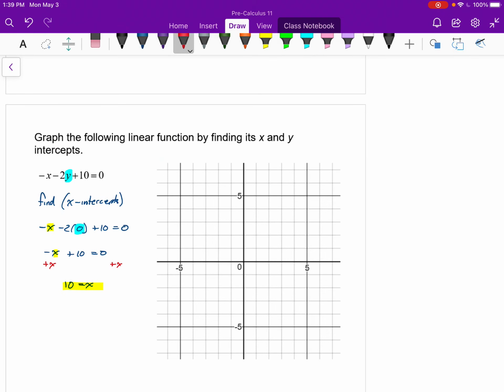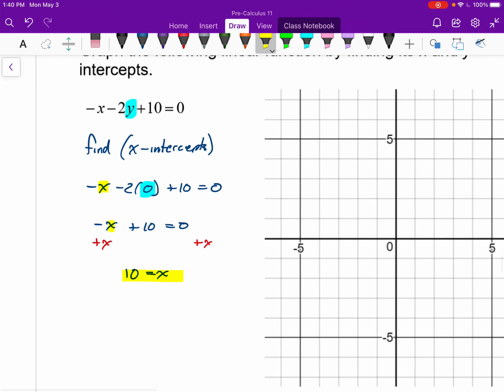I know this line goes through 10 on the x-axis. So a little bit off my graph. 6, 7, 8, 9, about right there. And that was quite quick. And so I can also find my y-intercept in a similar way.